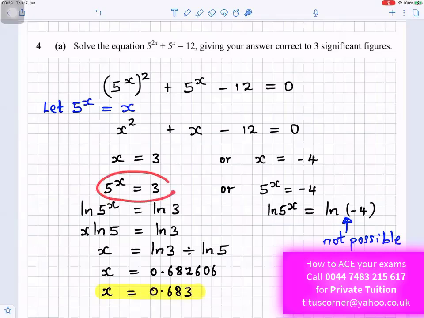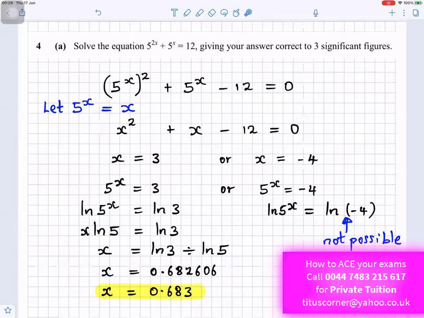To solve this, we use ln or natural logs. ln 5 to the power x equals ln 3. The x comes to the front, power to the front of the log. It becomes x ln 5 equals ln 3. And you take ln 5 to the right-hand side, it becomes divided by ln 5. So x is 0.683 to 3 significant figures.